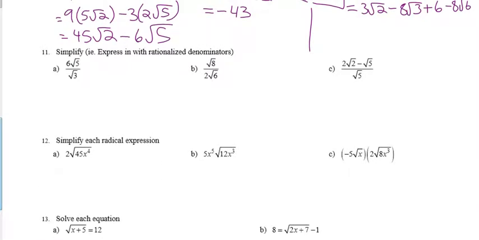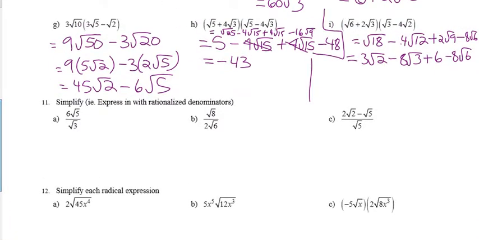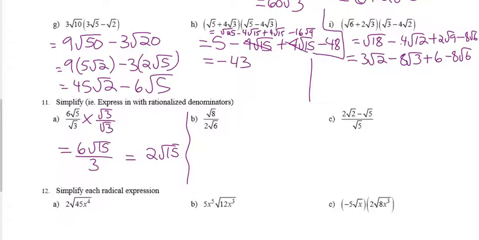Okay, simplify by rationalizing denominators. It means that we need to get rid of a radical in the denominator. To get rid of a radical, you multiply the denominator, where the radical is, by the same radical. But you can't just do that, because that would change the value. So you also multiply the numerator by the same number.